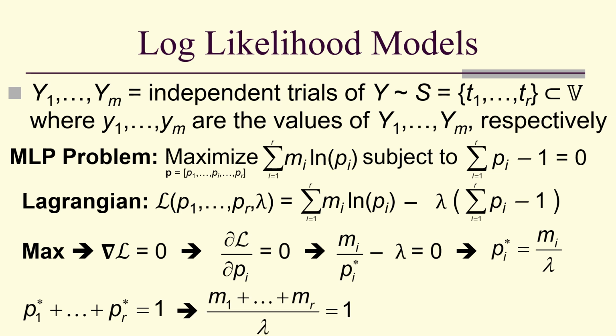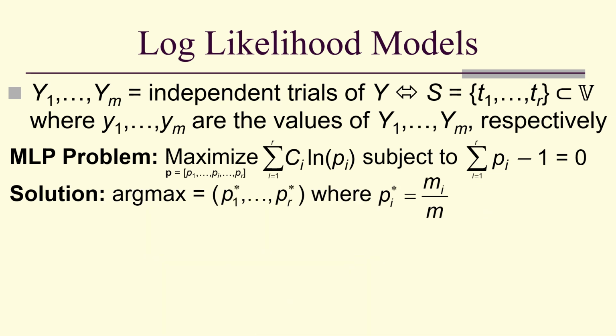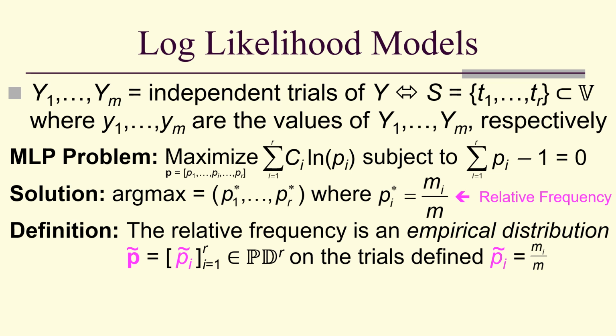The sum of the p's has to be 1, so the sum of m1 over lambda up to mr over lambda has to be 1. So we have m trials over lambda is 1. Lambda is equal to m. p sub i star is m sub i over m. So our solution, our argmax for our log likelihood problem, is p sub i star is m sub i over m. And this is what's known as a relative frequency, the count as a ratio of the total. We often call this an empirical distribution and denote it using p tilde. And notice it's also in PDR.